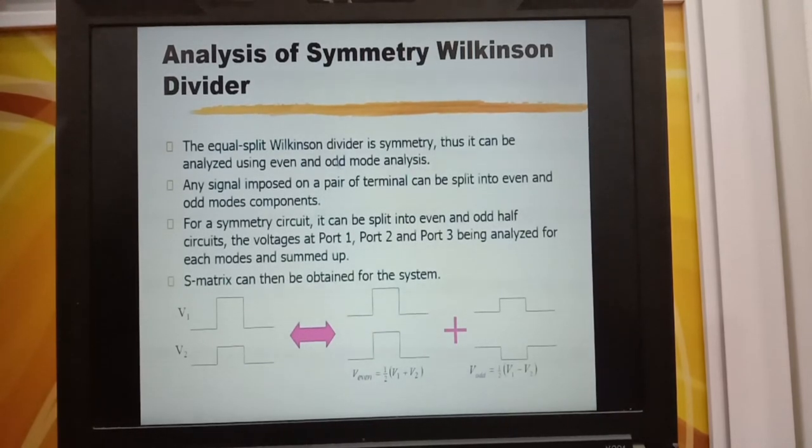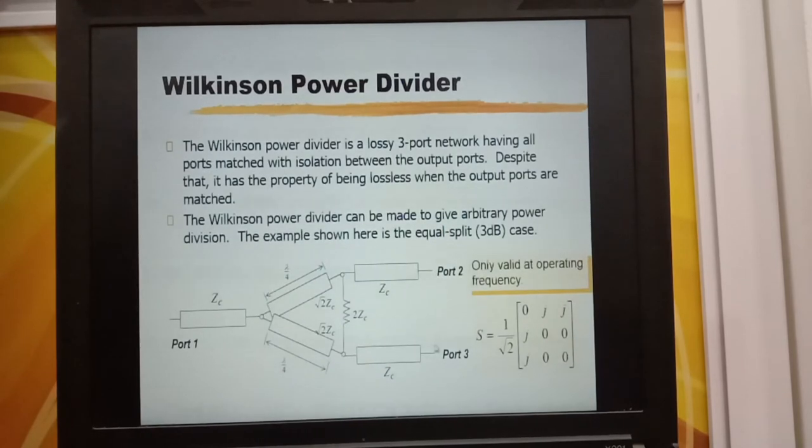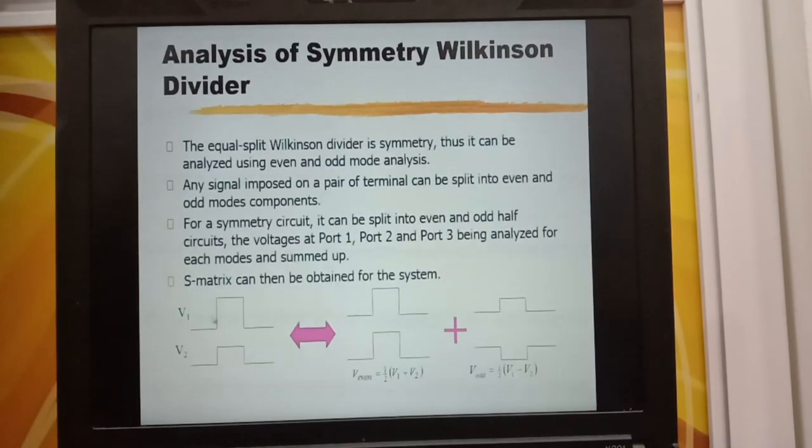The equal split Wilkinson divider is symmetric, thus it can be analyzed using the even and odd mode analysis method. Let us consider two signals V1 and V2 which are connected to port 2 and port 3 respectively. With a pair of signals connected to two inputs, we can consider each signal as consisting of even and odd mode signals. An even mode signal means the signal input to both port 2 and port 3 has exactly the same magnitude and phase.